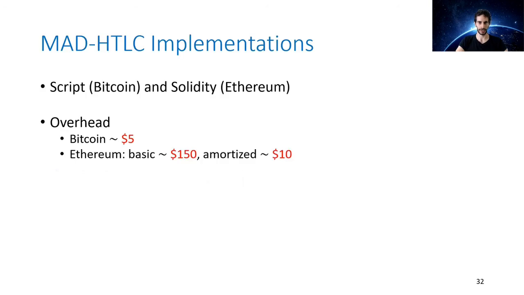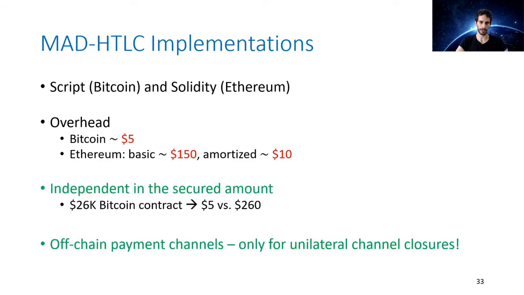We implement MAD-HTLC using Script for Bitcoin and Solidity for Ethereum. MAD-HTLC is slightly more complex than the original HTLC, so the interacting transactions are slightly more expensive. In Bitcoin, the additional costs are about a few dollars. For Ethereum, the basic implementation is a $150 overhead, but this can be reduced to about $10 for an amortized version. Please note the overhead is independent of the secured amounts, which can be thousands of dollars. Taking as an example the $26,000 Bitcoin contract, $5 is way cheaper than the $260 recurrent for the HTLC counterpart.